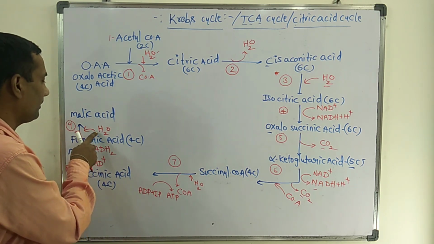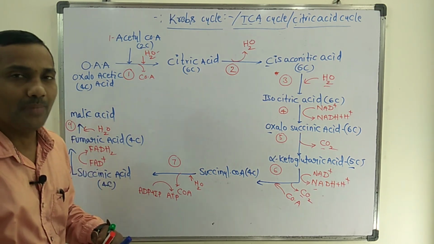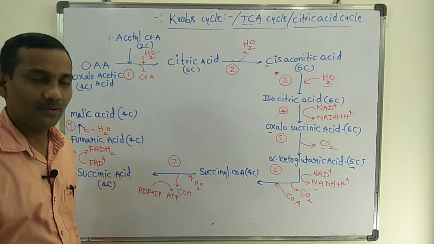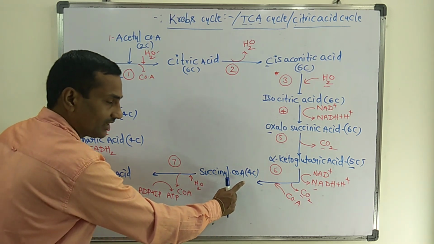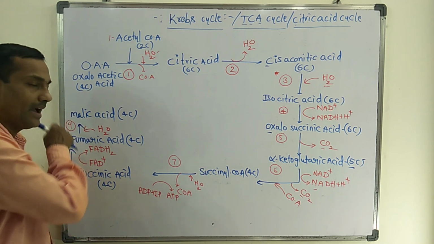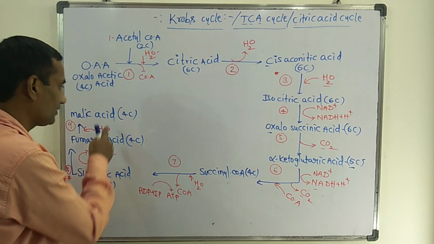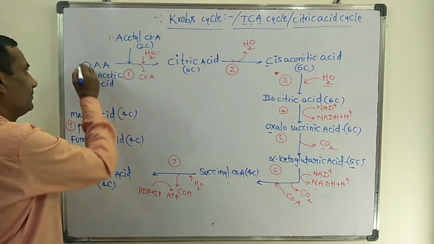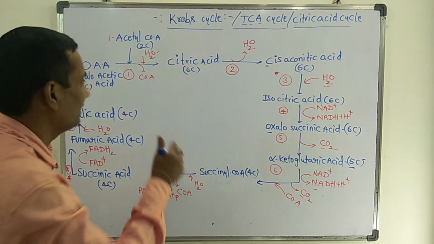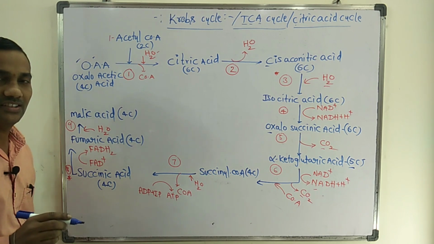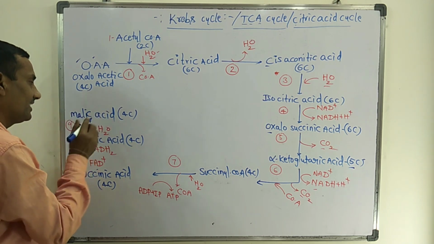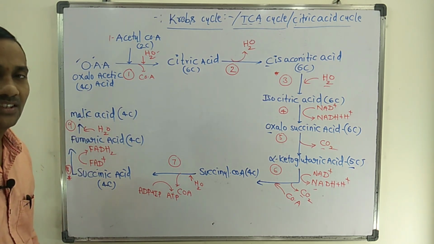Because of hydration, what happens? It leads to the formation of malic acid. That malic acid consists of 4 carbons, because from here onwards, succinyl-CoA, succinic acid, fumaric acid, malic acid, all of these consist of 4 carbons, including OAA. In the first step, the condensation step, one chemical was involved, oxaloacetic acid. So that is the 9th step: because of the involvement of water, a hydration step, malic acid is formed.